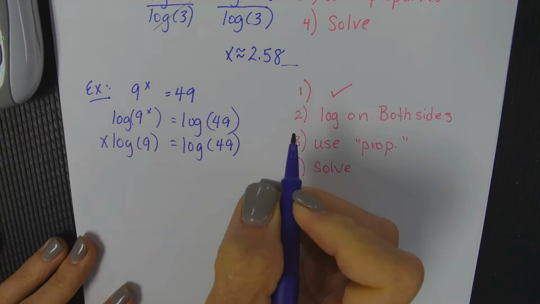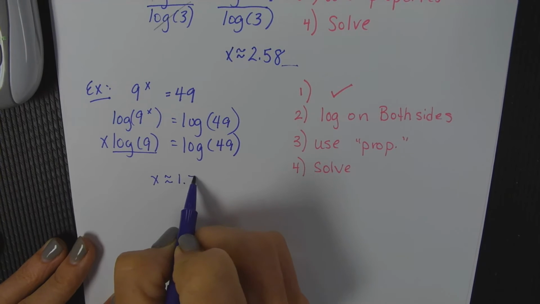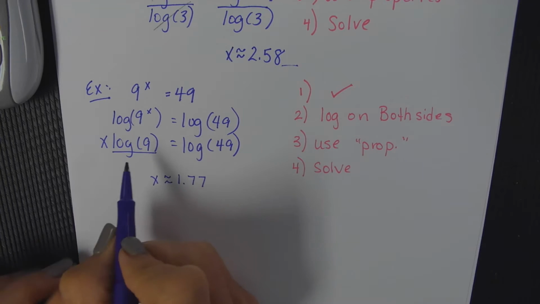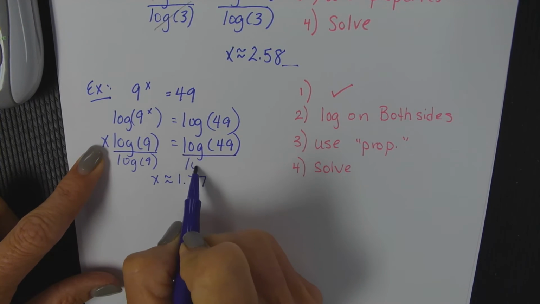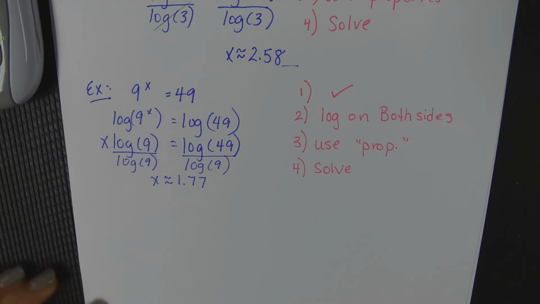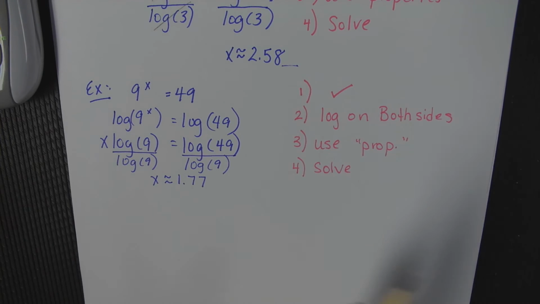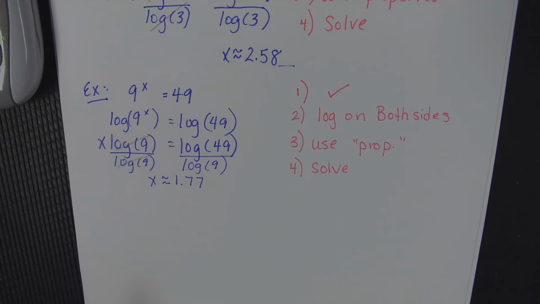Who's got an answer? Taylor, what'd you get? X is approximately 1.77. Who got 1.77? Why wouldn't you divide 9 by 49? Because the x is over here. So you're going to divide log 49 by log 9. I didn't change any order. The x is over here, so I need to move this over.